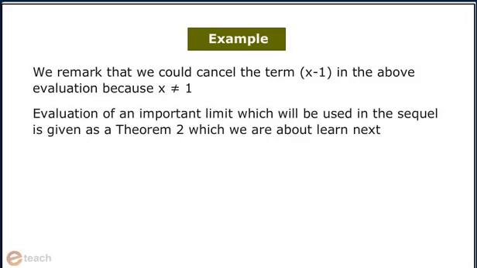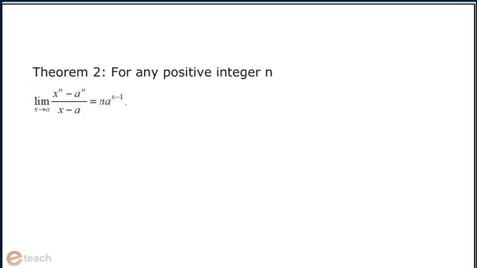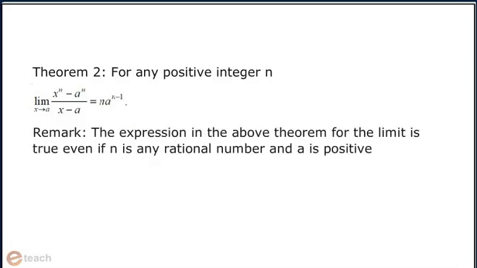Evaluation of an important limit which will be used in the sequel is given as Theorem 2, which we are about to learn next. Theorem 2. For any positive integer n, limit x tending to a, x to the power n minus a to the power n divided by x minus a equals n into a raised to the power n minus 1. Remark: the expression in the above theorem for the limit is true even if n is any rational number and a is positive.